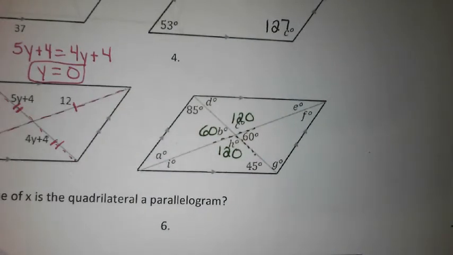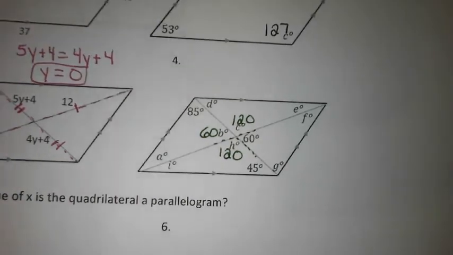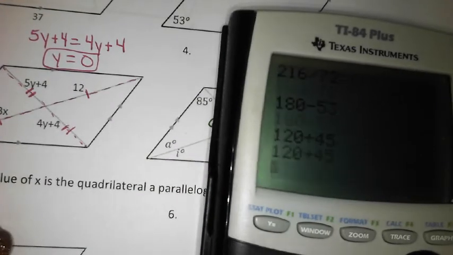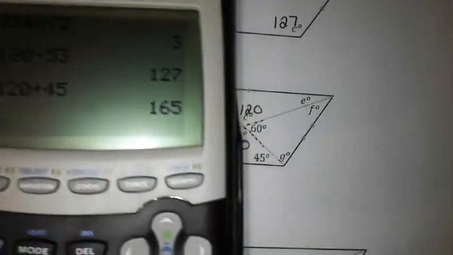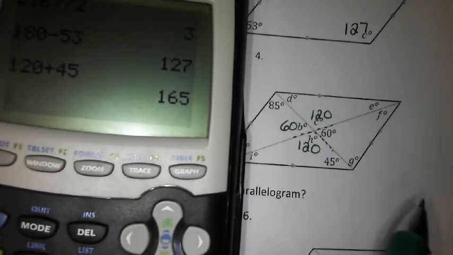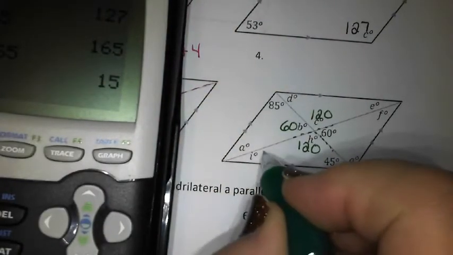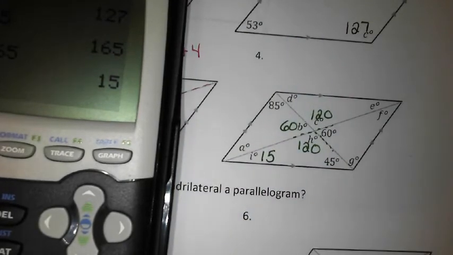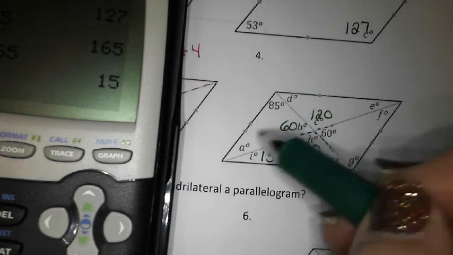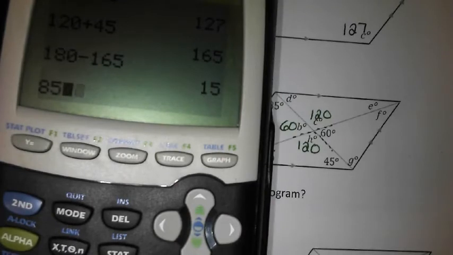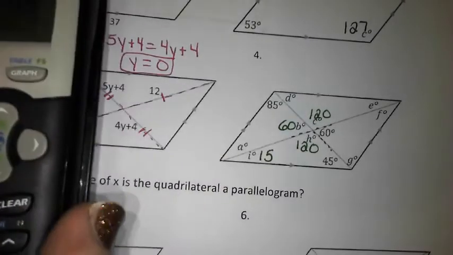Now I'm going to use my triangle knowledge, because if I look down here, I have 120 and 45, so that's 165. And I know that this entire triangle has to be 180. So 180 minus 165, I must be 15 degrees. And then I come up here to this triangle, and 85 plus 60 is 145, and I subtract that from 180, and I get 35 for A.